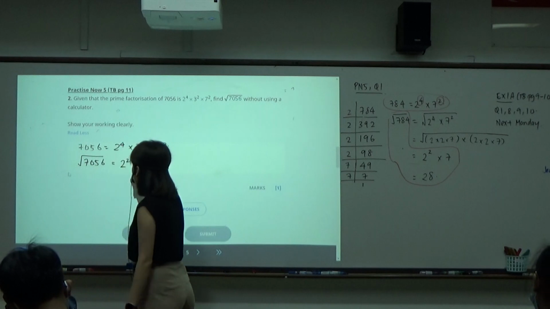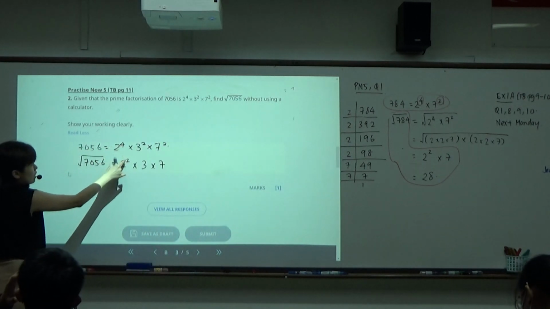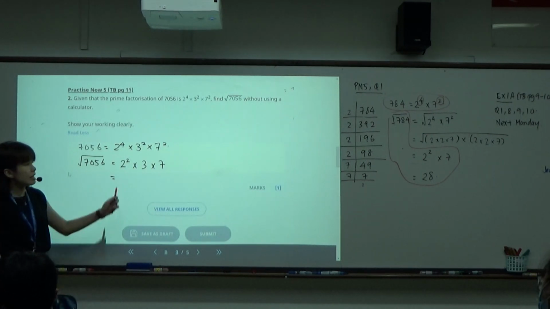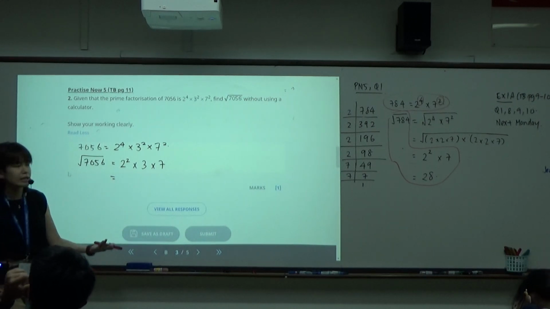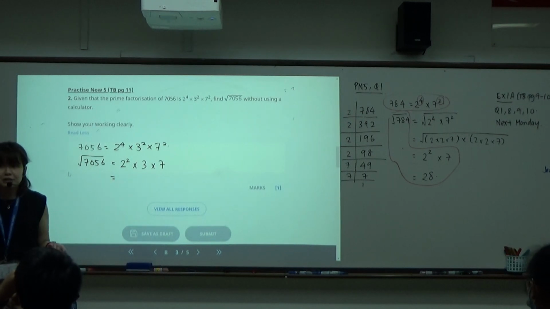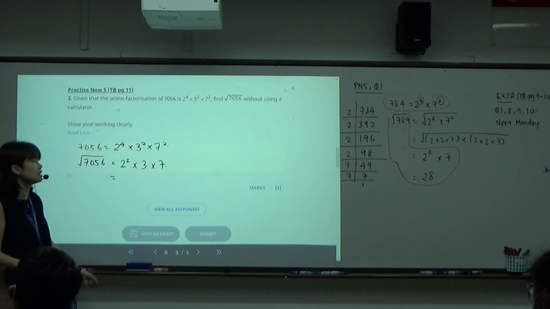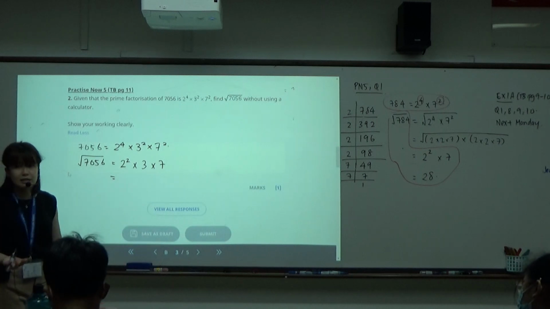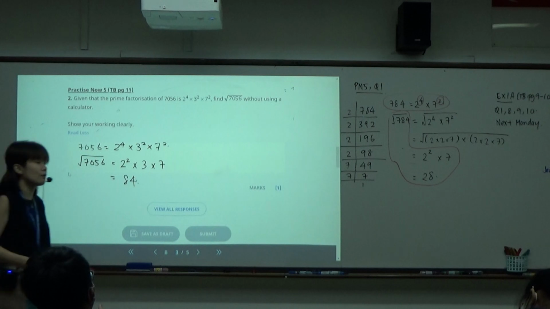2 squared times 3 times 7. Okay, great. So just divide all the powers by 2 and follow accordingly. Okay, then 2 squared times 3 times 7. While the question says without using calculator, what they expected to see in this set of working is the steps. If you really find it difficult to calculate 2 squared times 3 times 7, you can just press the calculator. 2 squared is 4, 4 times 3 is 12, 12 times 7 is 84. If you're not that good in mental calculation, you can use your calculator.